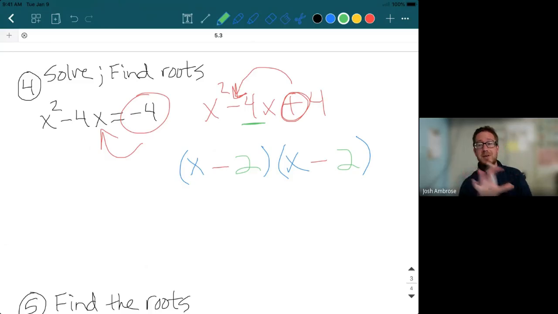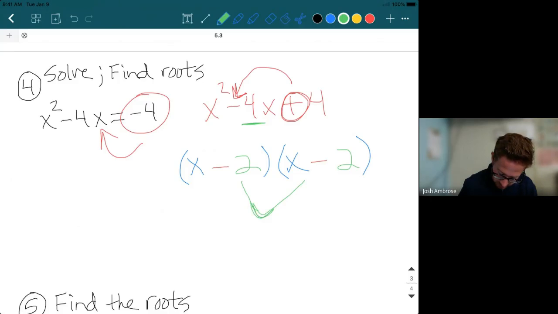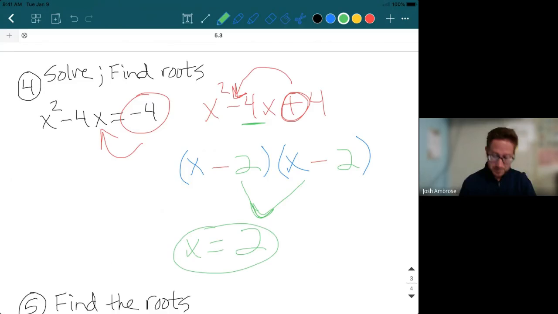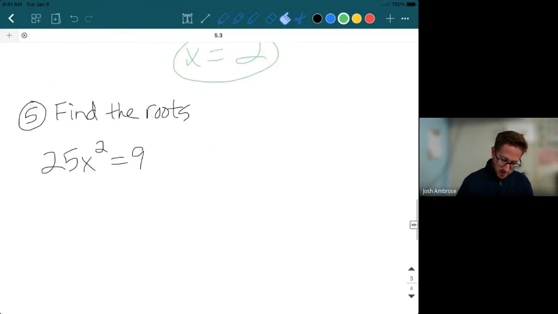Now what you should see is you have identical binomials, x minus 2, x minus 2. If that's what you're dealing with, you will actually only have one solution. And what is that solution? Both of these guys will equal 2. So x equals 2. Only one solution because the binomials are the same. All right. Let's do another one of these.